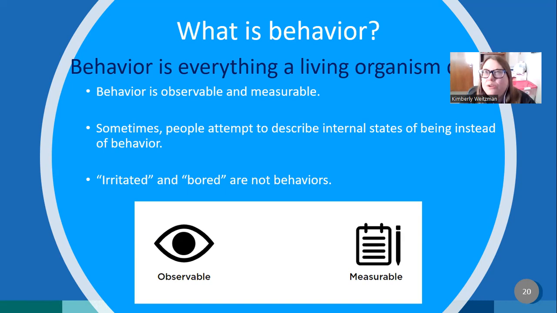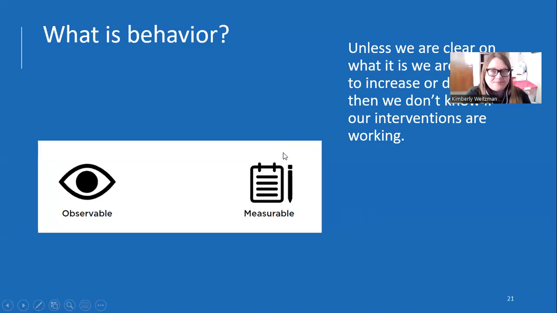Sometimes, though, people get a little confused and they try to describe internal states of being instead of behavior. So, irritated and bored are not behaviors, but what a person does when they're irritated or what they do when they're bored are the behavior. So if a person picks at their skin and throws books across the room when they're irritated, the picking of the skin and the throwing are the behavior. If when somebody is bored, they eat a whole bag of potato chips, eating the whole bag of potato chips is the behavior. Being bored is their internal state that may motivate them to eat that bag of chips.